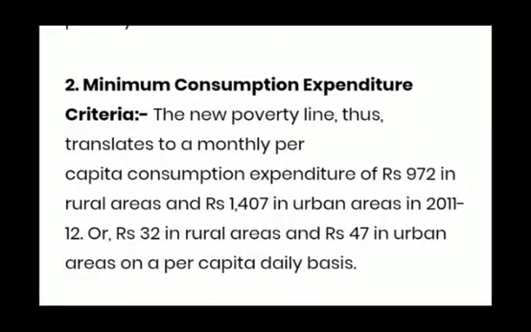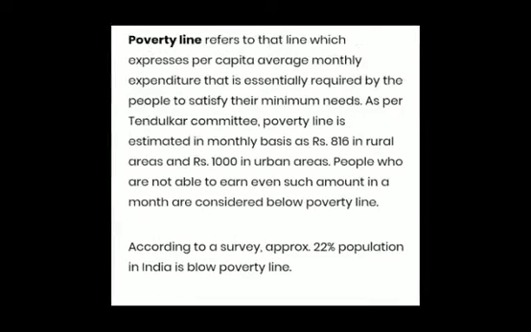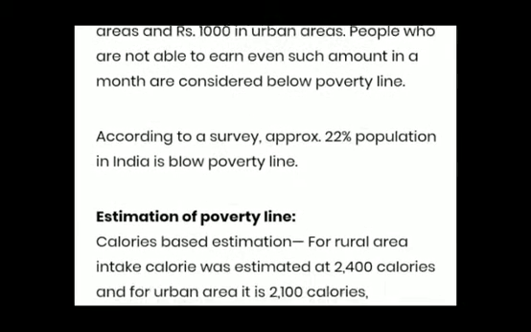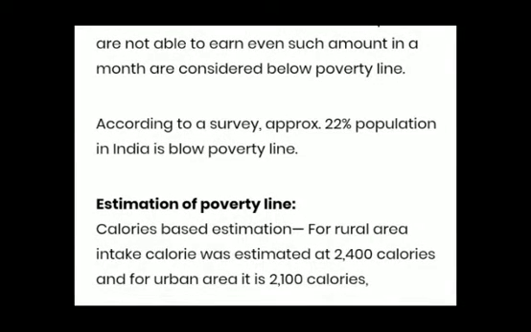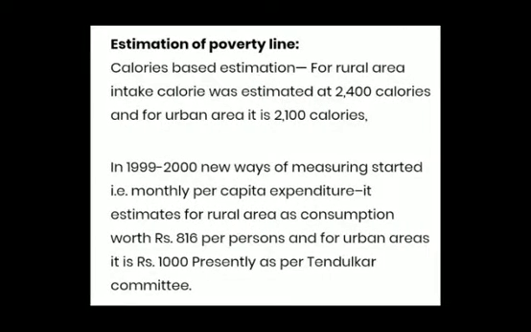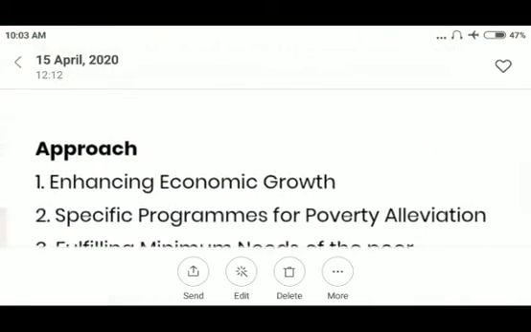Now we come to the estimation of the poverty line. Poverty line is an imaginary line that is helpful in measuring the extent of absolute poverty in the economy. Now, how does the poverty line help in measuring poverty? Poverty line basically is an imaginary line which divides the population into two groups, right?